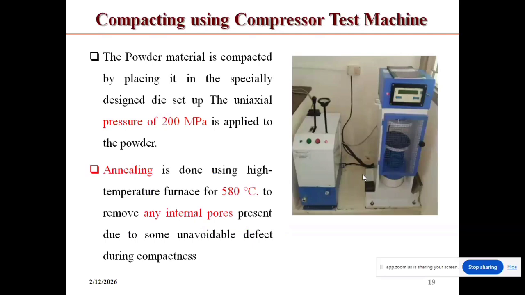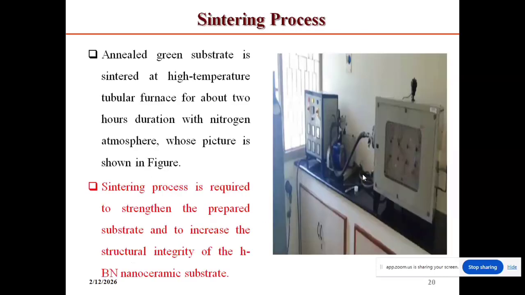This is the sample copy of the compression testing machine. Here the powder material is compacted by placing it in the specially designed die setup, with a pressure of 200 megapascals applied to the powder. After that, annealing is done using a high temperature furnace to remove the internal pores present due to the unavoidable defects during compaction. There is the setup for the sintering process, and here is the prepared substrate.